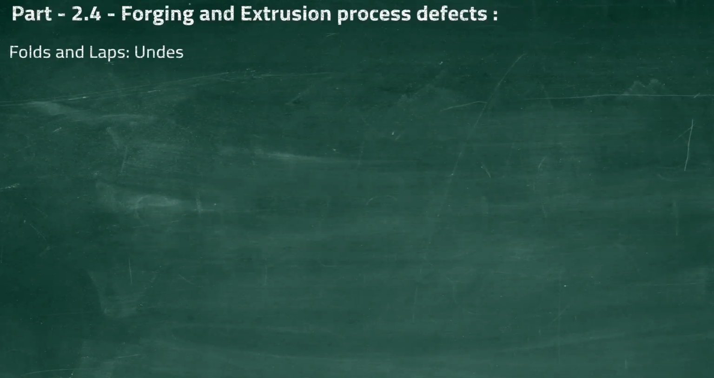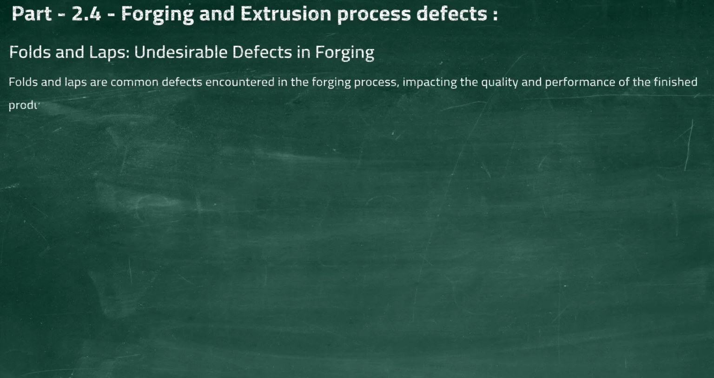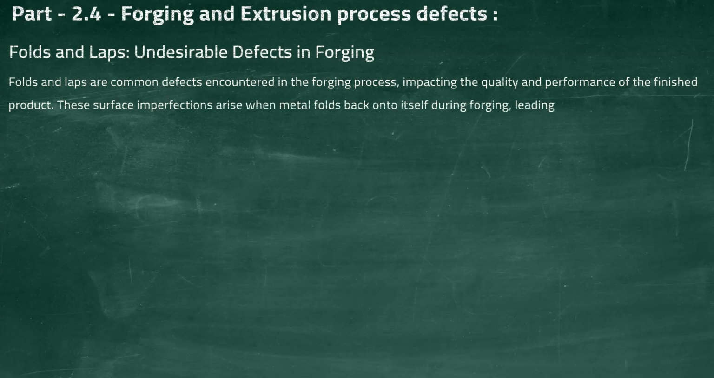Folds and laps are undesirable defects in forging. Folds and laps are common defects encountered in the forging process, impacting the quality and performance of the finished product. These surface imperfections arise when metal folds back onto itself during forging, leading to internal and external discontinuities.